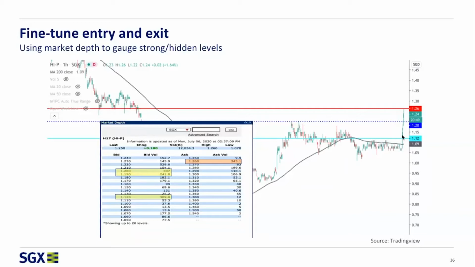So rather than just relying on your gut and feel on what level to queue, our decision becomes a bit informed. Informed because we have the level here, which was a previous high at 1.20, and it is supported by market depth information.